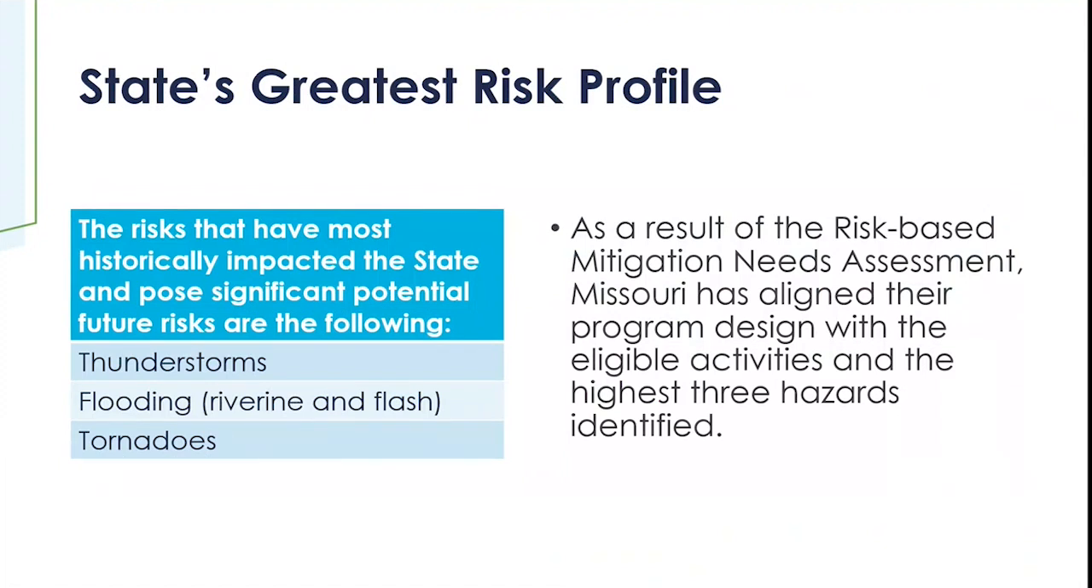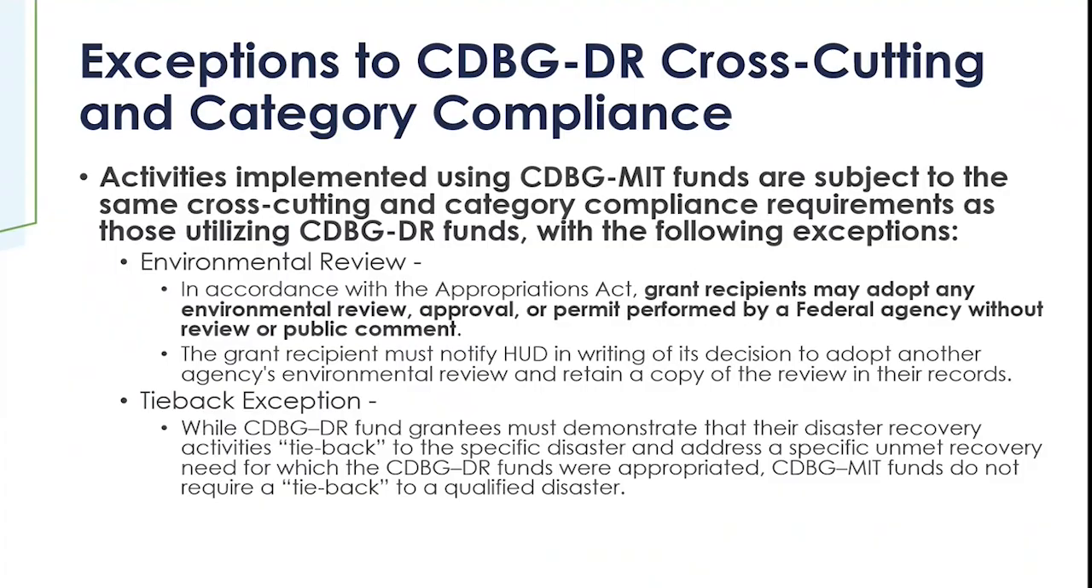as a result of that risk-based mitigation needs assessment, Missouri identified 3 critical areas of impact, and those areas of impact occur from thunderstorms, flooding, which is both riverine flooding and flash flooding, and tornadoes. DED took that information and designed this mitigation program around it. And the idea is that they want you to help alleviate and help mitigate some of the areas of highest risk that they've identified.